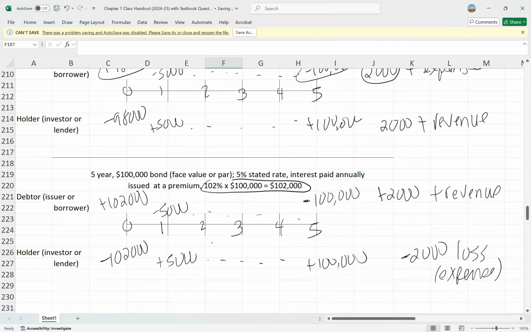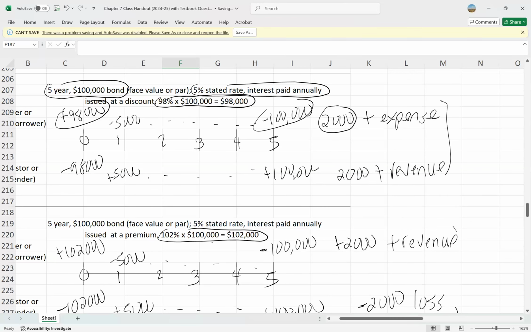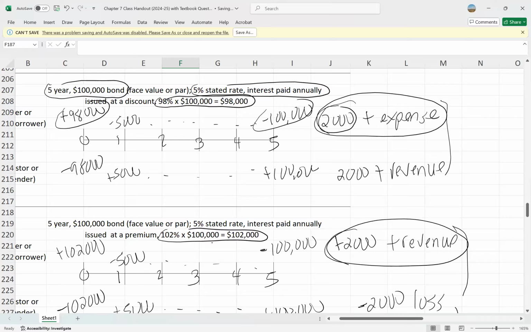Now, for accounting purposes, these additional amounts are usually amortized over the life of the bond. You can use straight line or effective interest, but basically you take that 2,000 and spread it out over 5 years. With effective interest, it's not going to be evenly over 5 years, but basically it's going to be spread out over 5 years. So for the discount up here, this would just increase the interest expense over the 5 years by a total of 2,000. For the premium for the debtor, this 2,000 revenue would basically reduce their interest expense over 5 years by a total of 2,000.